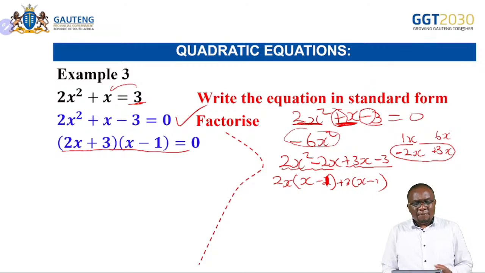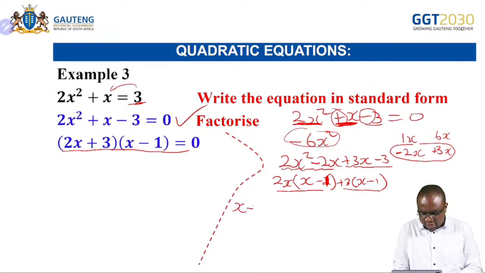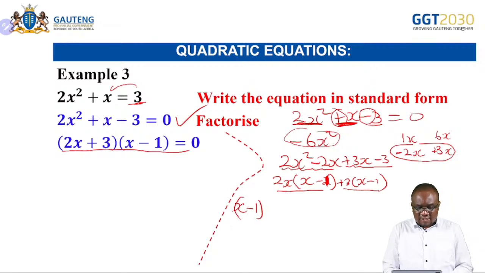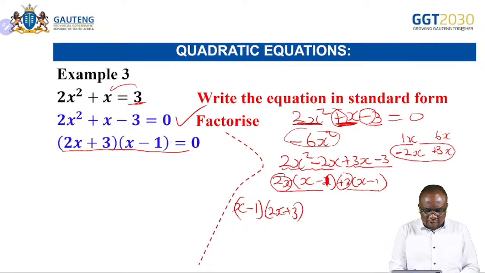Do you see that? How many terms do we have here? 2 terms. This term and this term. And they have a common bracket. We factor it out, x minus 1. Remember what we said in the previous lesson? Then these two form the other bracket, which is 2x plus 3. Here we're just factorizing. We have factorized that.